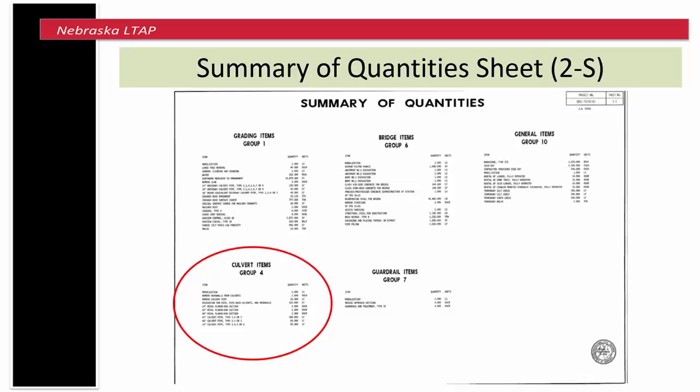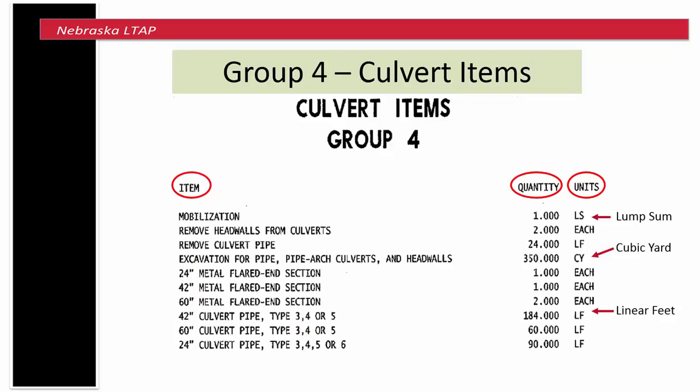Sheet 2-S shows the 5 groups that were on the title sheet. We'll look at group 4, culverts. Here are all the items associated with group 4, culverts.